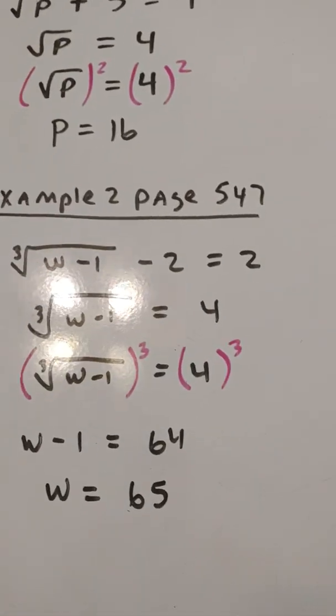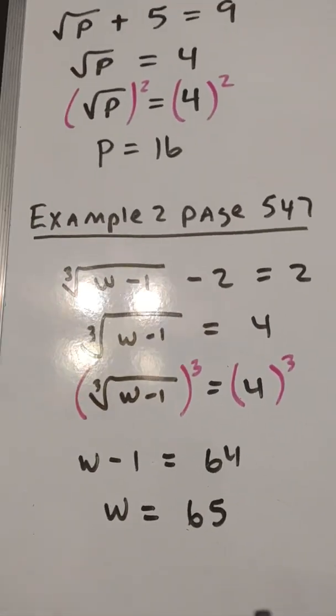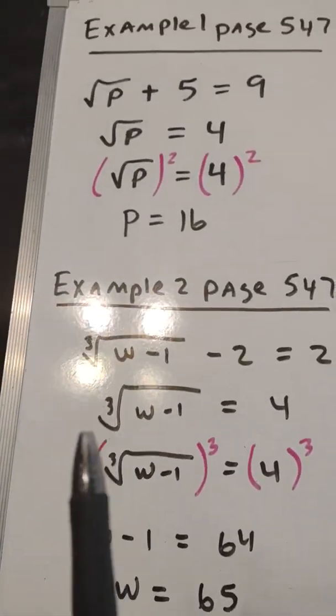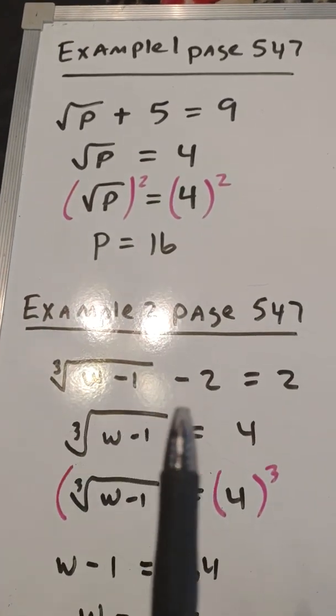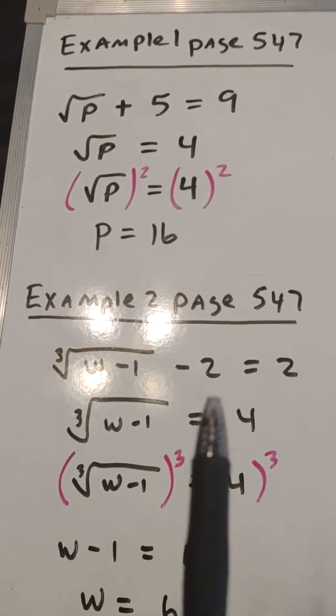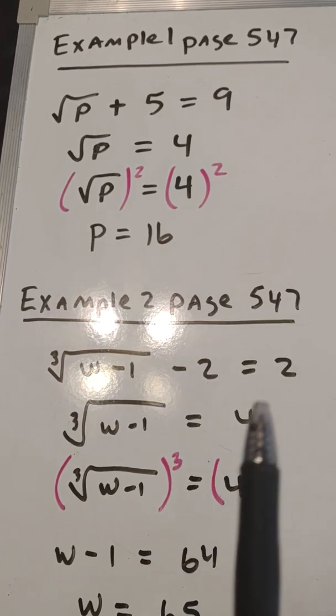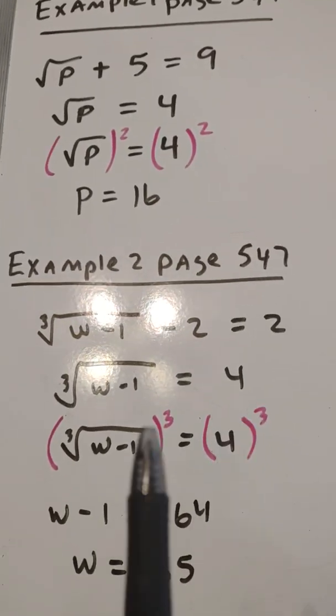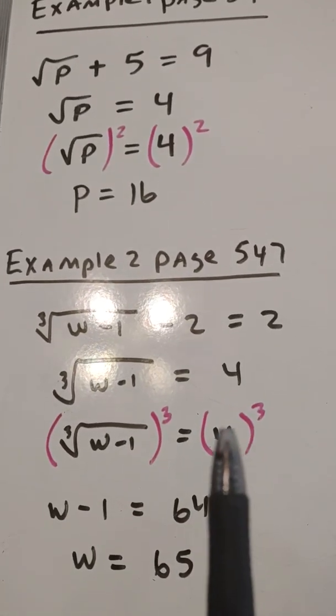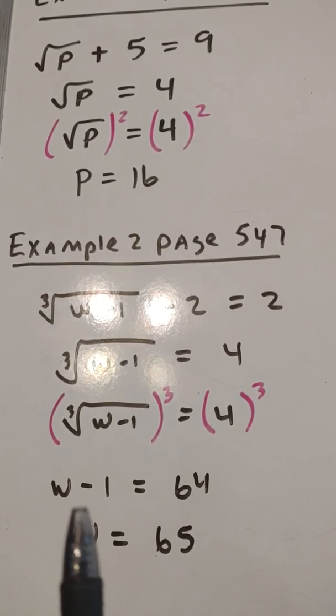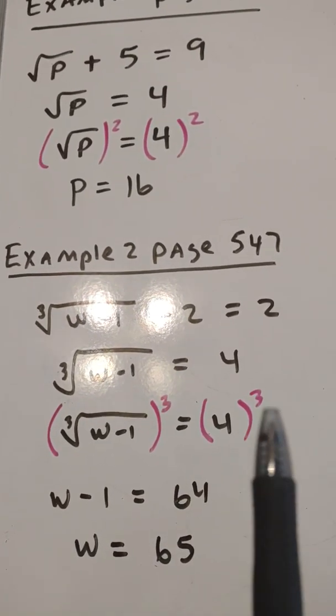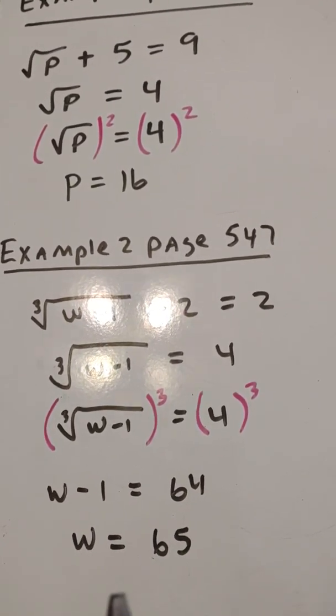Looking at example 2, same thing. We're just going to use algebra to solve. We have cube root of w minus 1 minus 2 outside the cube root, equals 2. So we're going to add the 2 over first. We get 4. We're going to cube both sides. So that gives us w minus 1. 4 cubed is 64, add the 1 over, we get 65.